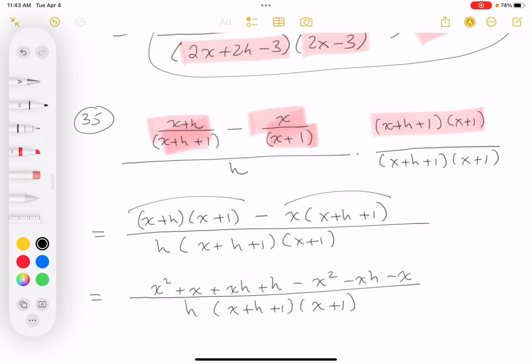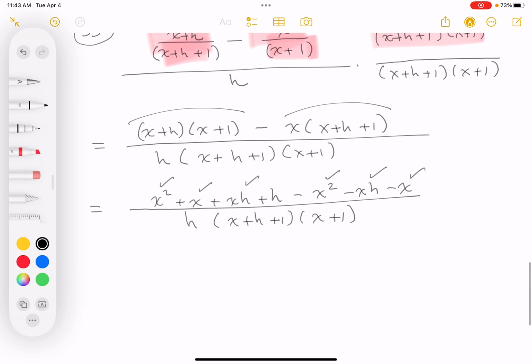What am I looking for? I'm looking for a simplification. So I see x squared minus x squared, that's not there. I see x, I see minus x, that's not there. I see xh minus xh, that's not there. So what am I left with? Something pretty simple. I'm left with h over h times x plus h plus 1 times x plus 1.